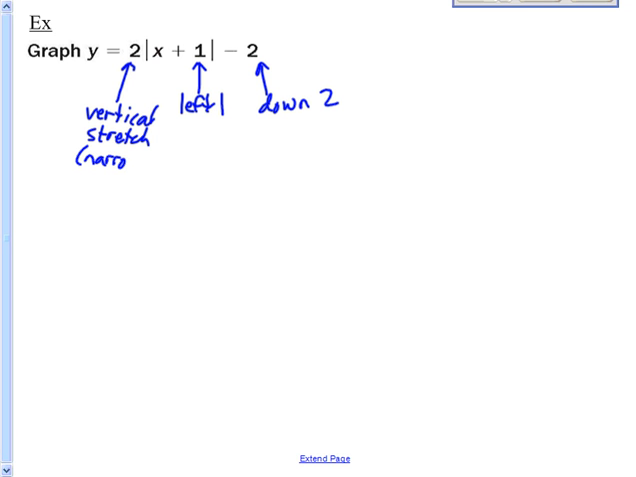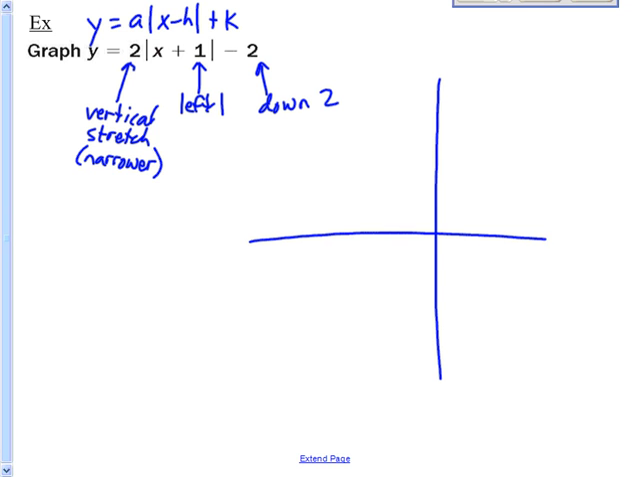Narrower. Okay, so let's take a look at some points here. Equals, oops. Okay, so we are left 1, and down 2.